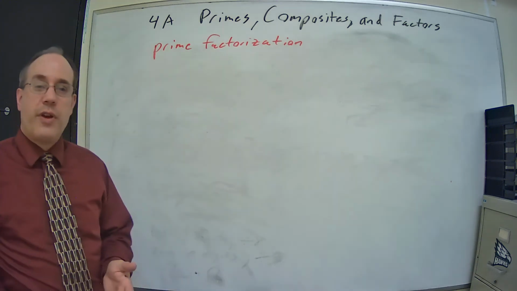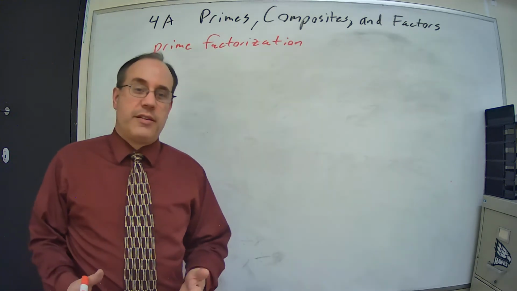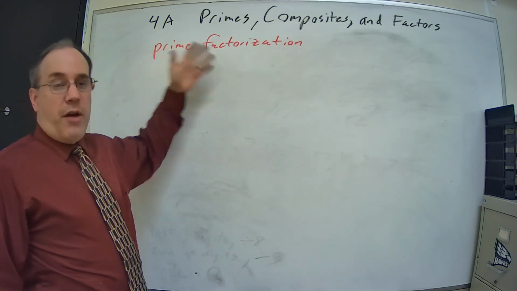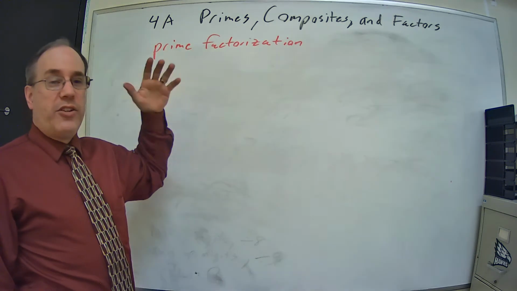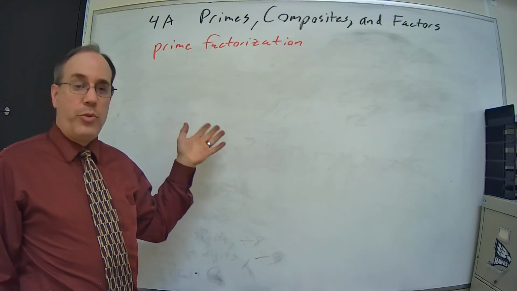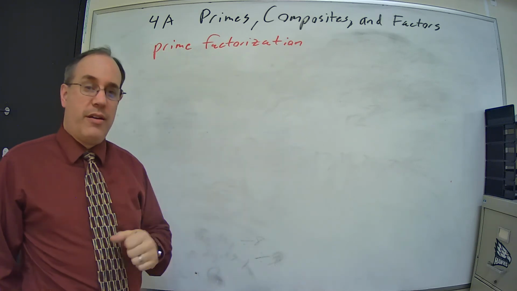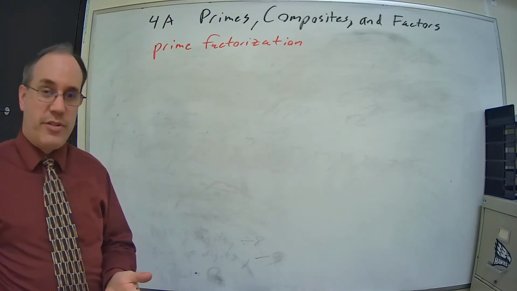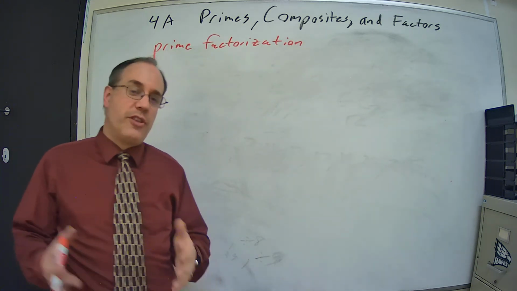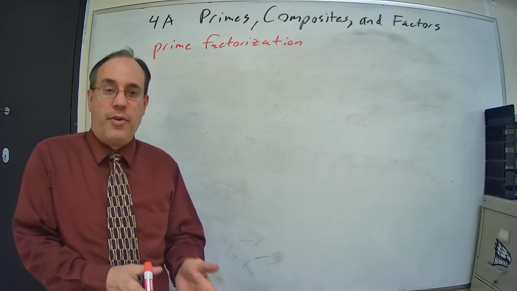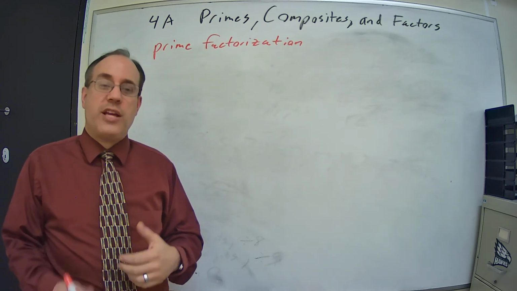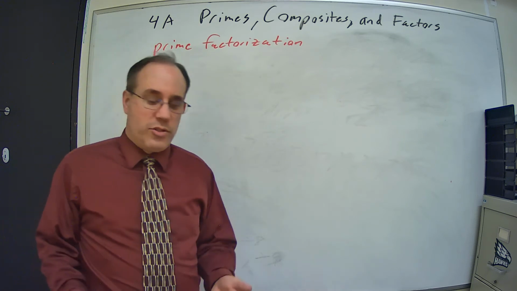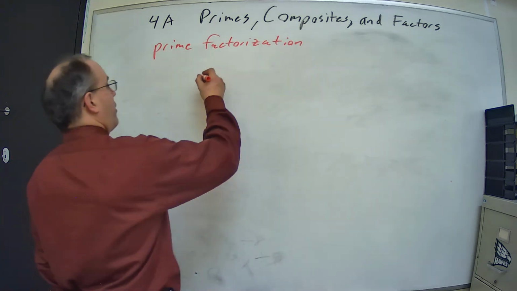So prime factorization basically says take a number and find all the prime numbers that multiplied together will give you that number. So you're finding all the prime factors. You're breaking down each of the factors into its prime equivalents. So that's what prime factorization is. So let's take a number like 24.